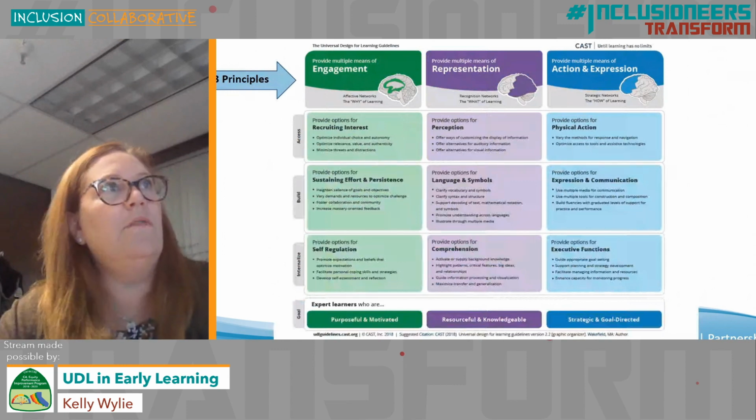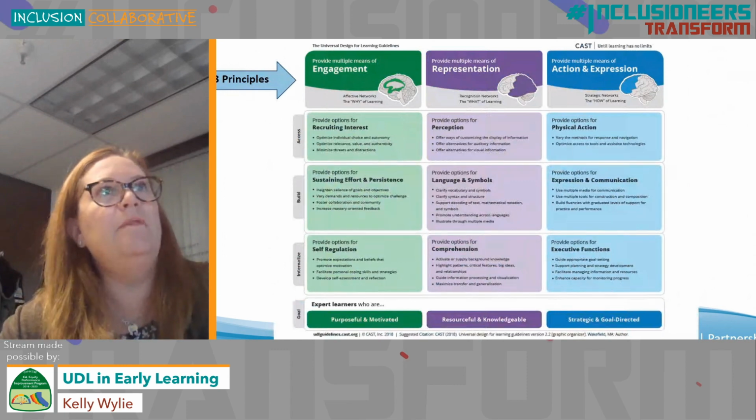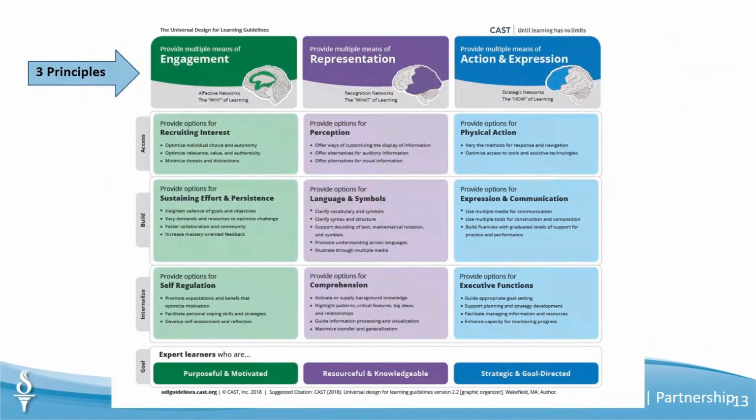This is the UDL framework. It's intended to be fluid. While it's broken up into both columns and rows, there is fluidity amongst both. Across the top, you'll see our networks, the engagement, representation, action, and expression. That is the why, the what, and the how of learning. We refer to these as three principles of UDL.